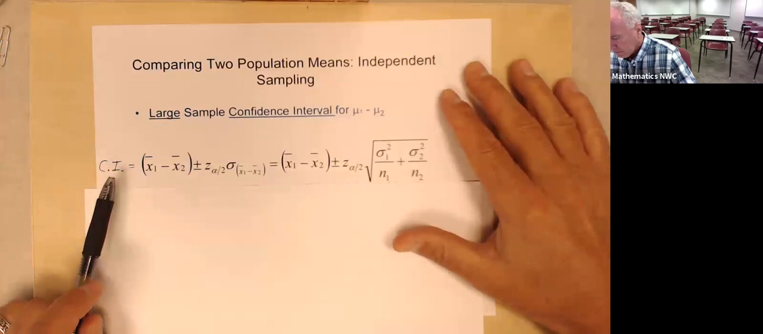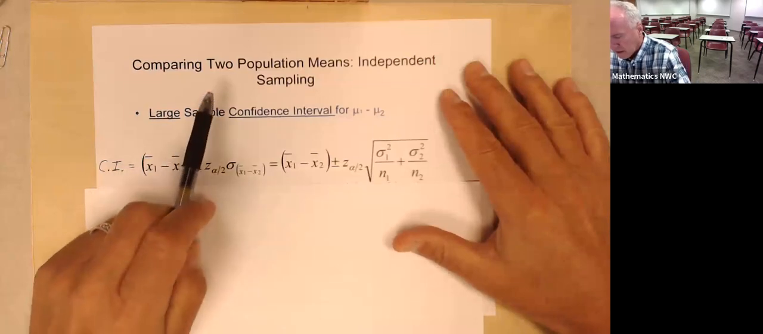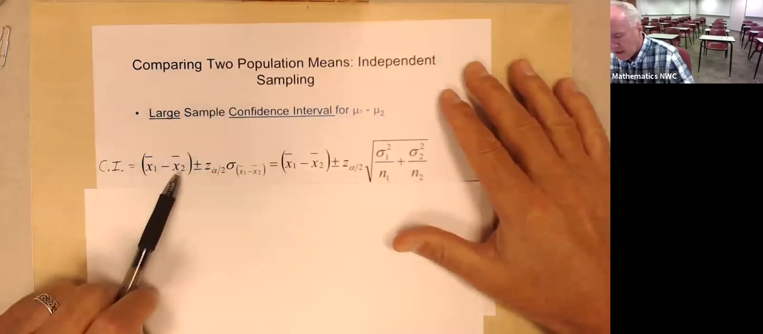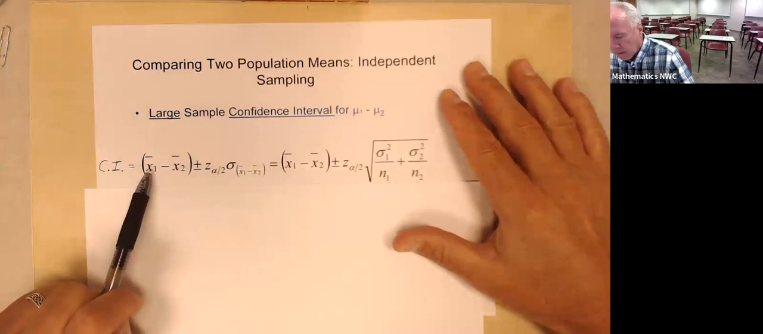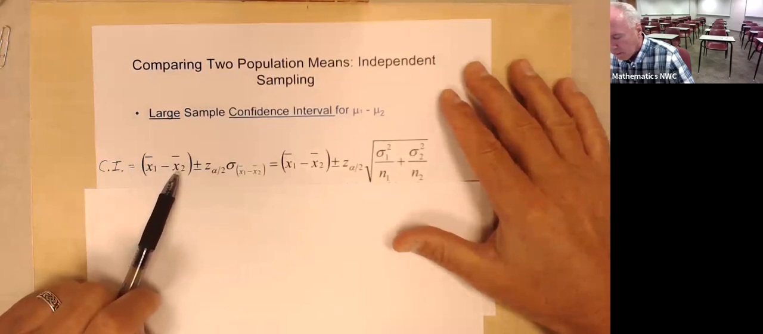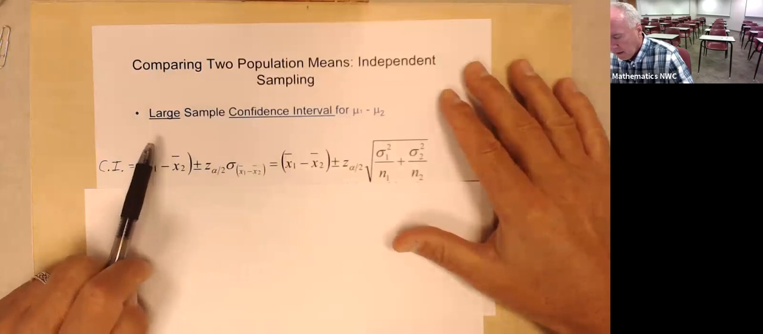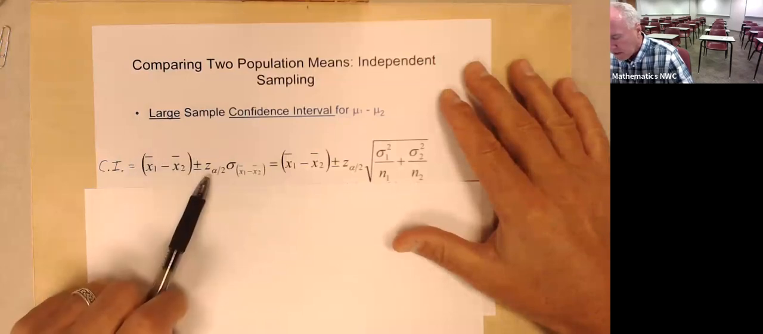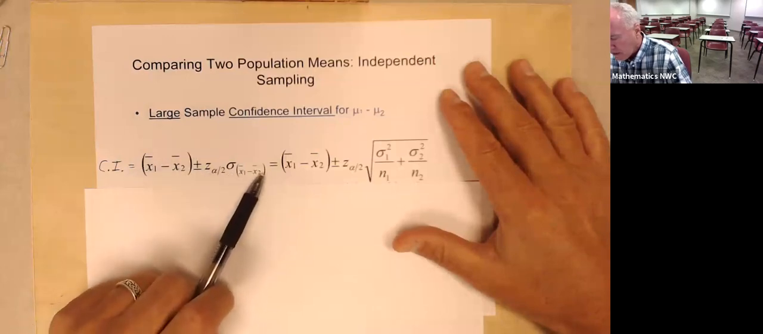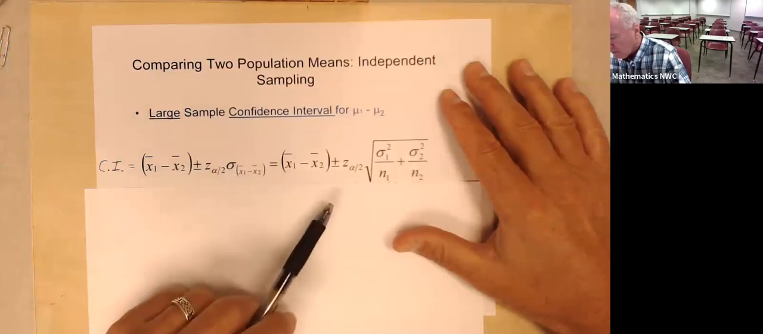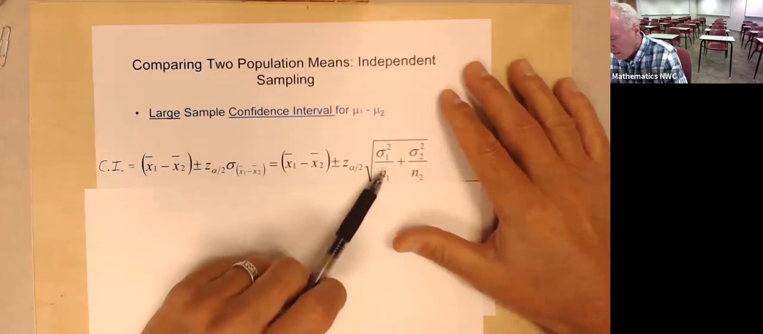Confidence interval. Because it's two populations, it's the difference of the sample mean of the first minus the sample mean of the second. Because it's a large sample, I have a z-score. And my adjusted standard deviation looks like this over here.